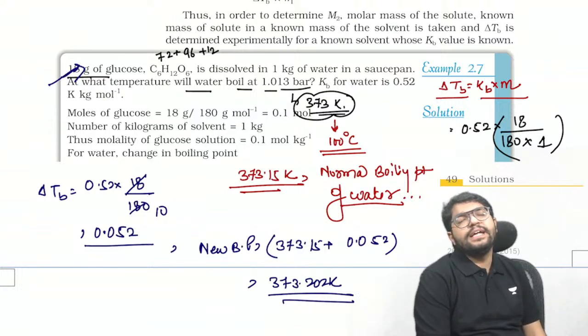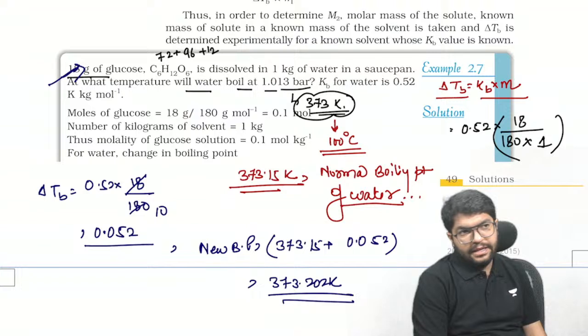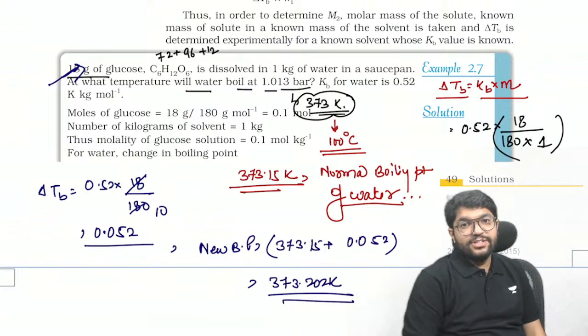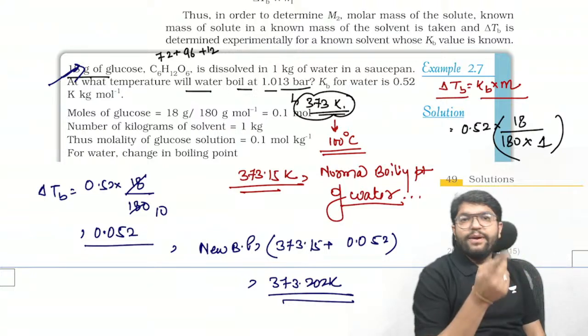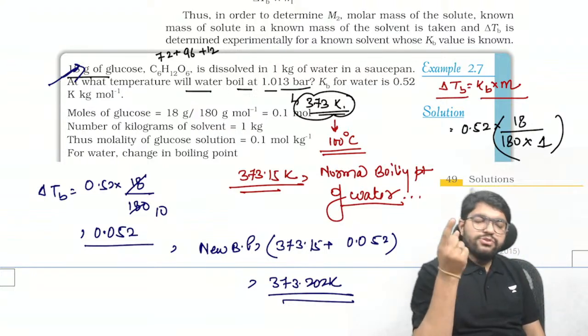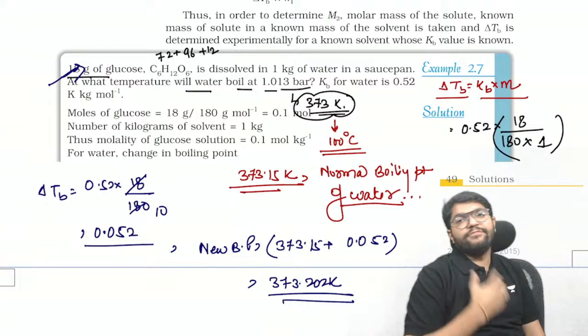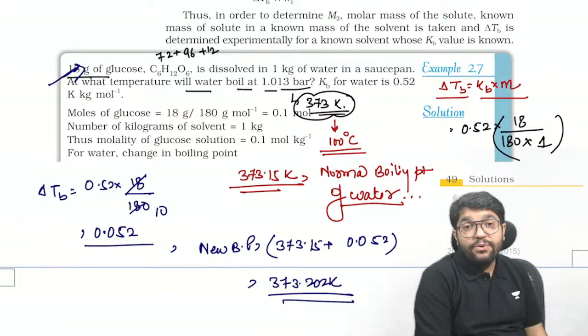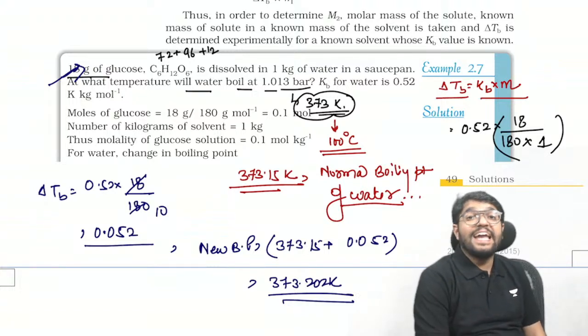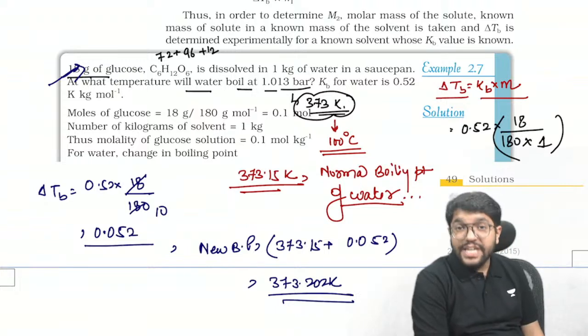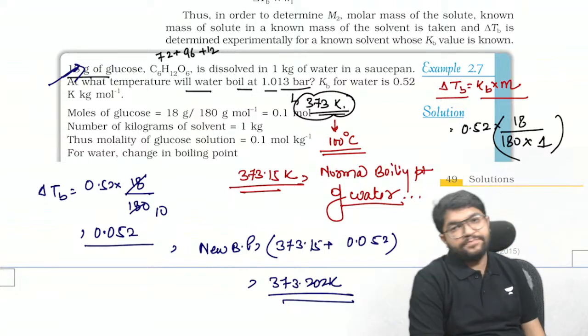Remember, 0 degrees Celsius is 273 K, 1 degree Celsius is 274 K. The change in Celsius is 1, from 0 to 1, and in Kelvin it is also 1, from 273 to 274. So what I am telling you is that in terms of Celsius and Kelvin, your change remains the same. So when I'm talking about delta TB, it remains the same.